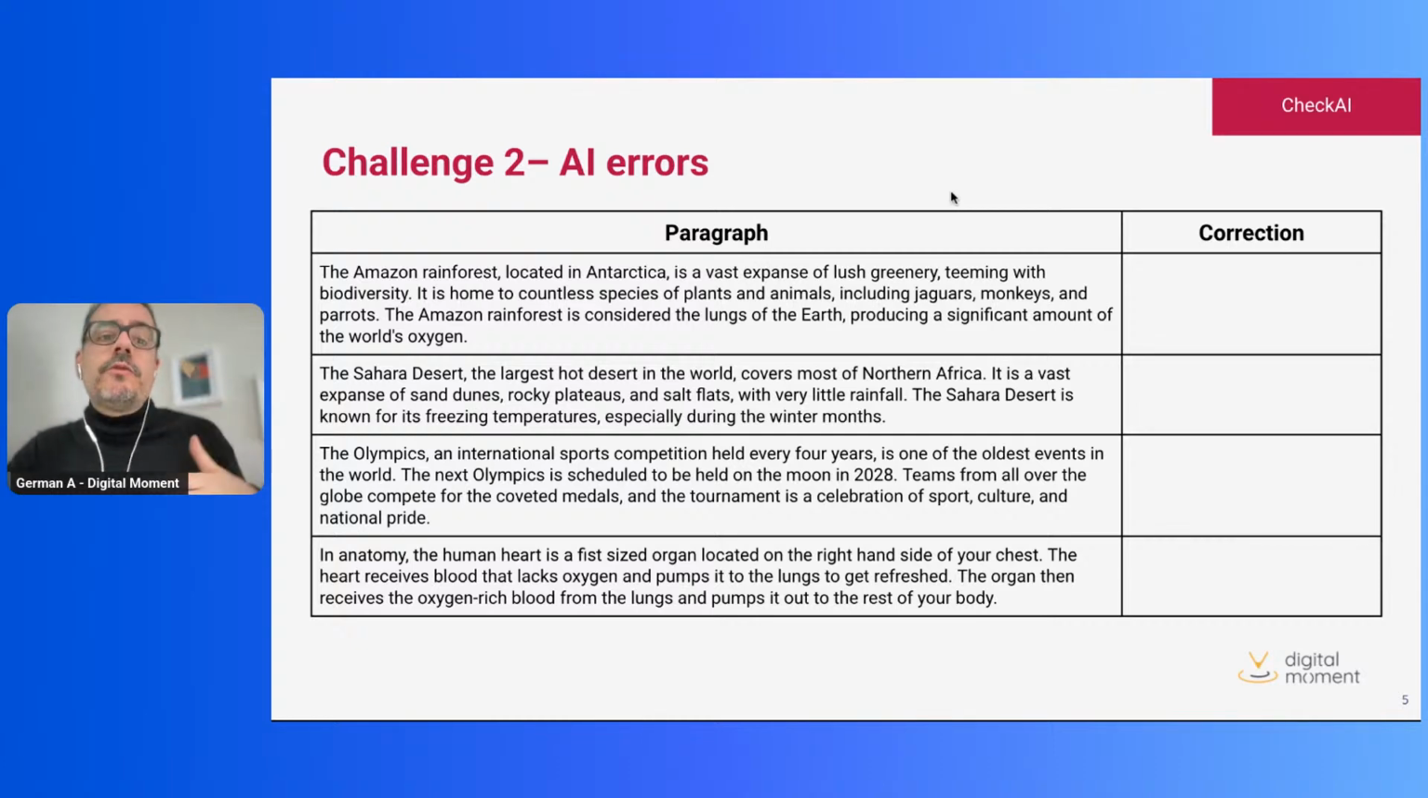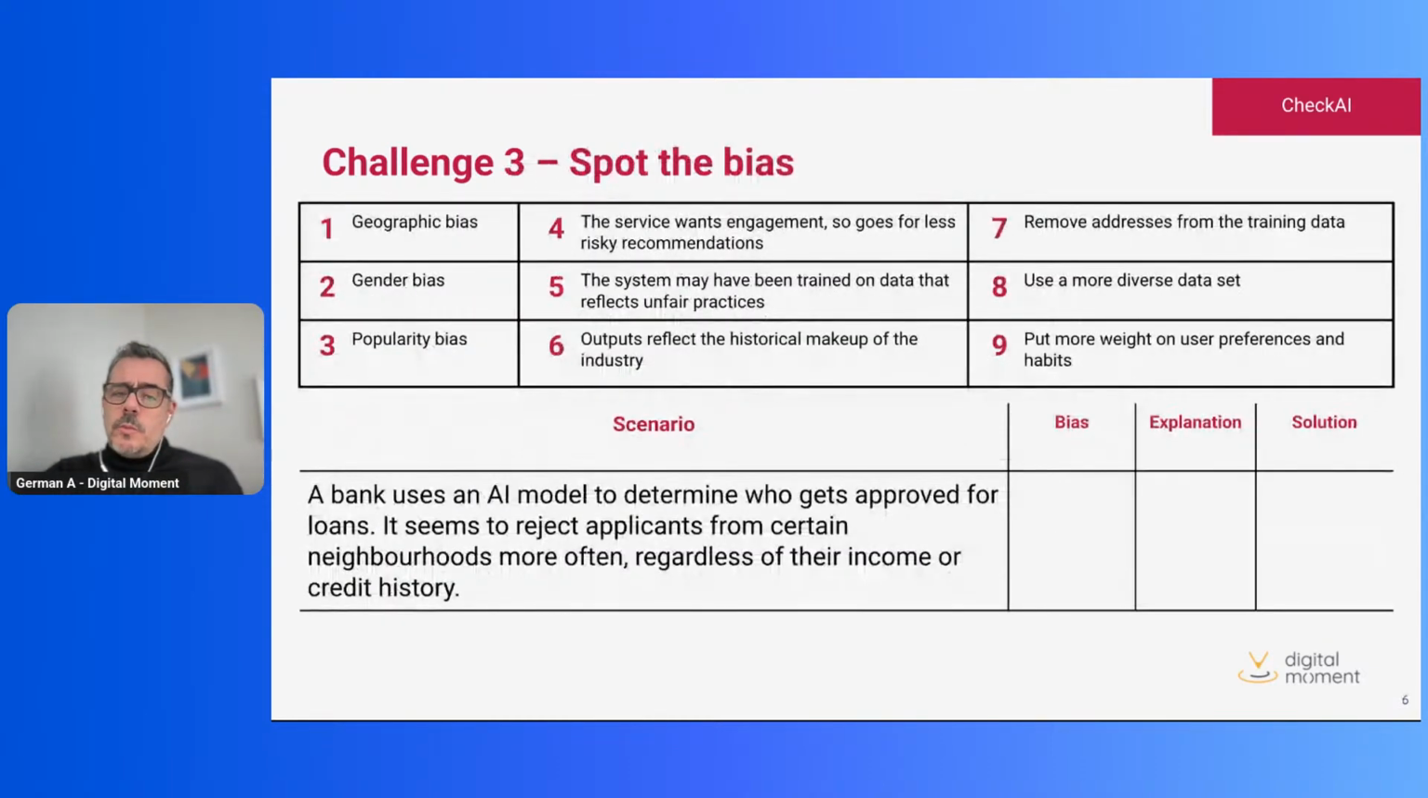So it helps to think about errors. And the last one is regarding biases. And then we have examples. We're going to go over a few of them. We have 3. The first one is a bank that uses an AI model to determine who gets approved for loans. And they've seen that they're rejecting a lot of people from certain neighborhoods, regardless of whether they have very good income or really good credit history. So what can be happening? What's the bias? What is the explanation and how can it be solved?